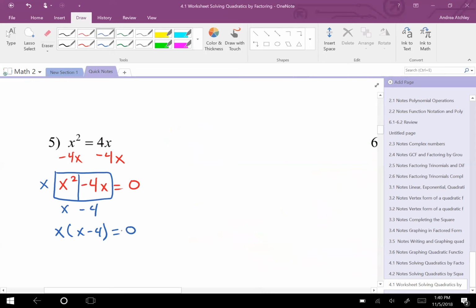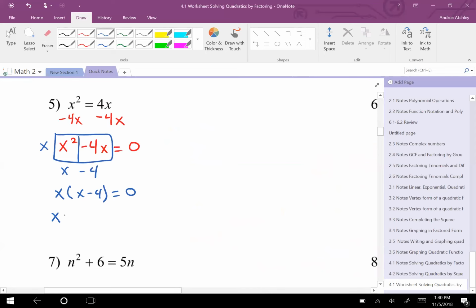Okay. So then I separate my factors, and I get x equaling 0, and then x minus 4 equaling 0. So then I would add 4 to both sides, and I would get x equals 4, and then x equals 0. So the solutions are 0 and 4.